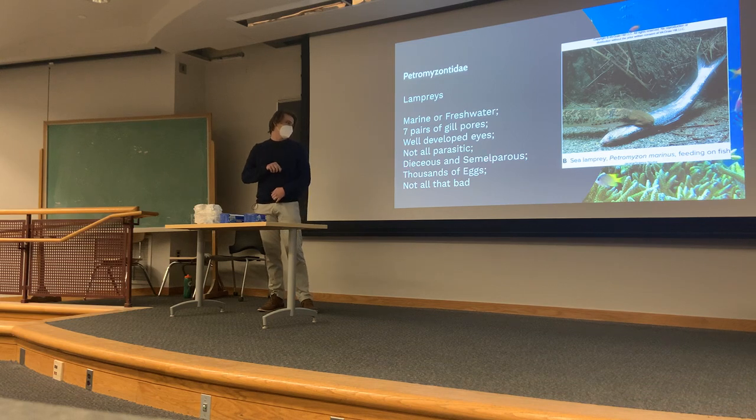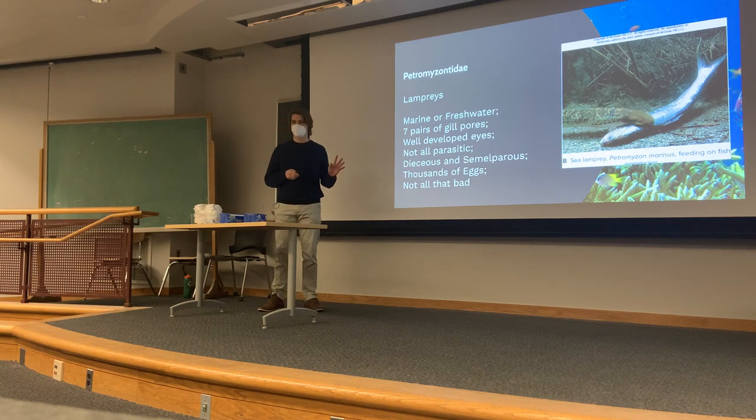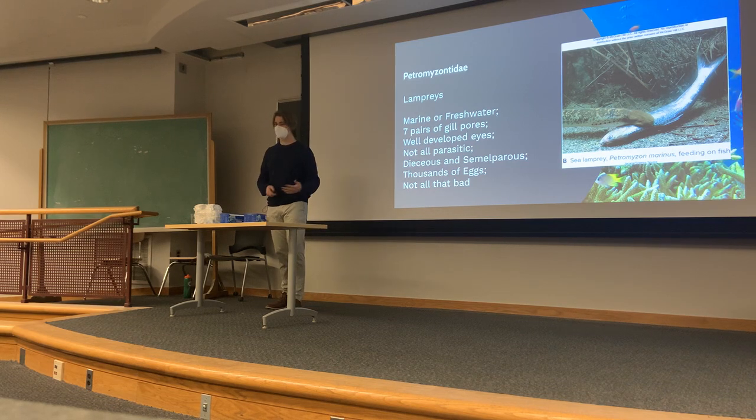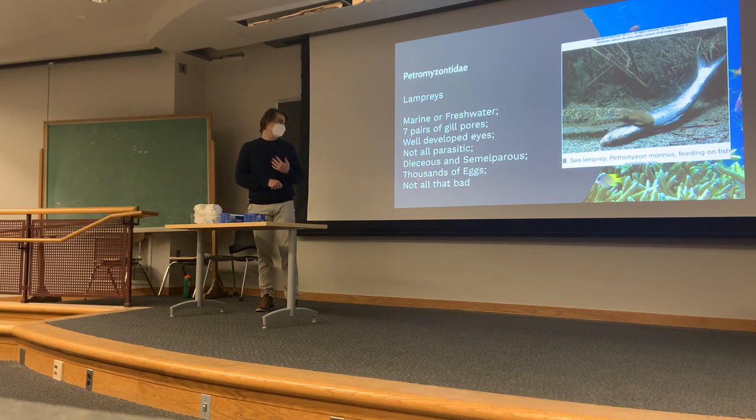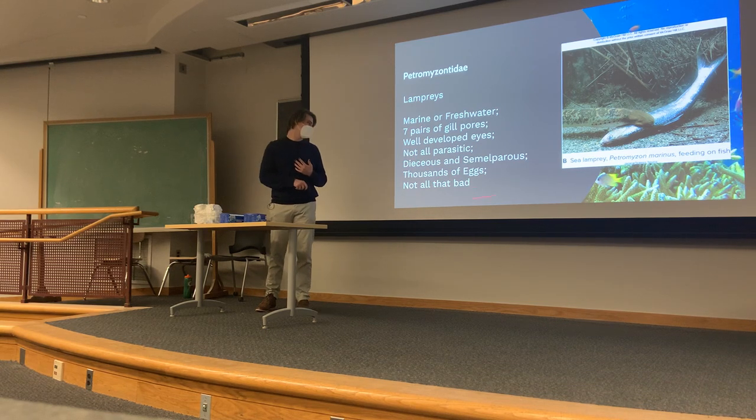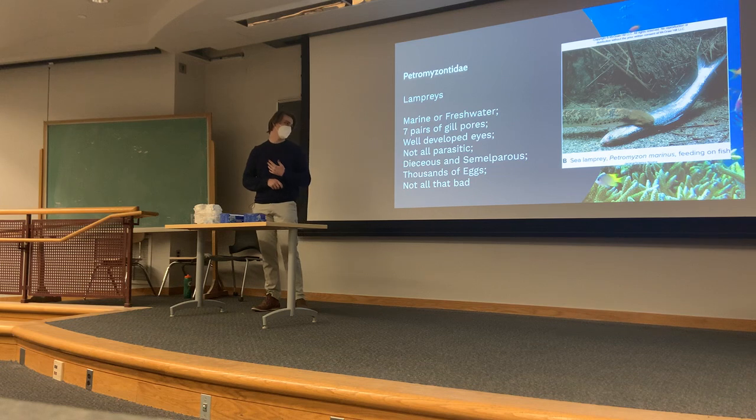These guys are dioecious and semelparous. They spawn once, and that's it. It's similar to salmon. They will go up into the rivers to spawn, release their eggs, and they release thousands at a time. Not all that bad. We have, like I said, brook lamprey in Michigan, at the very least, that are not parasitic.